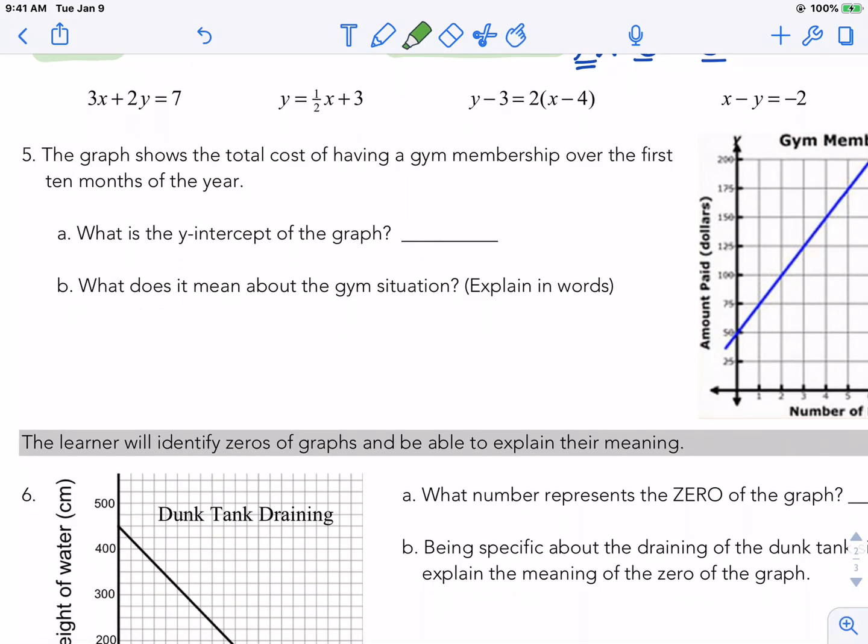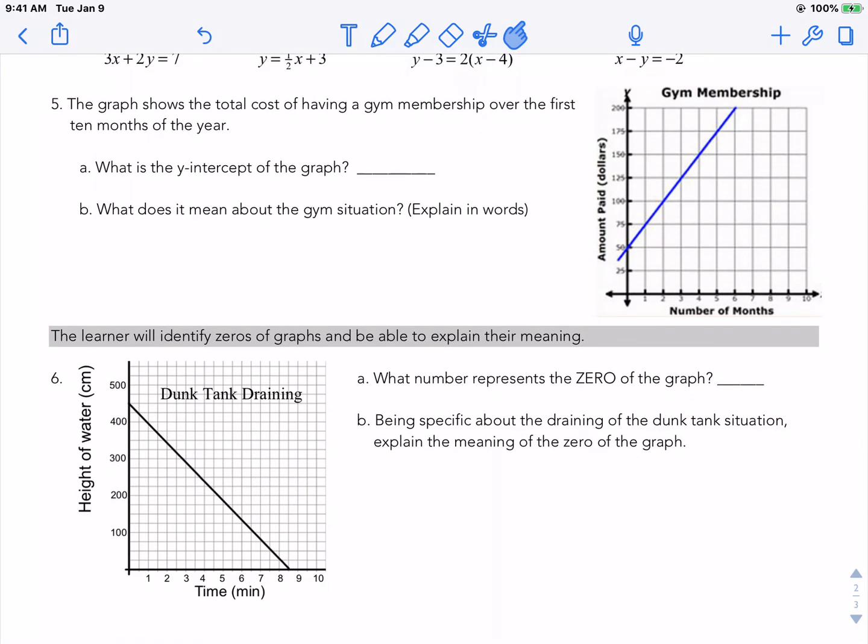When you get to number 5, again, pausing this video where you need to, they show you the information about the graph, and you always want to be sure you know what the graph is showing. This graph shows the total cost of having a gym membership over 10 months of a year. So on the x-axis, I see months, and on the y-axis, I see the amount paid total. So this is not about what you pay per month. This is the total cost. It just keeps adding on.